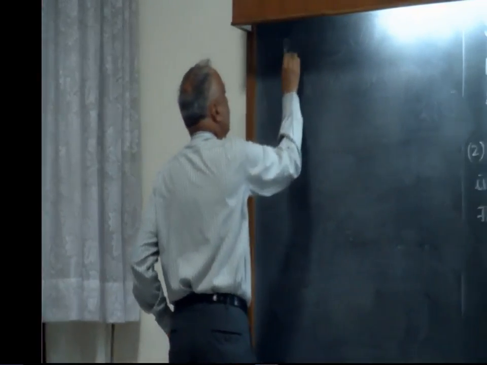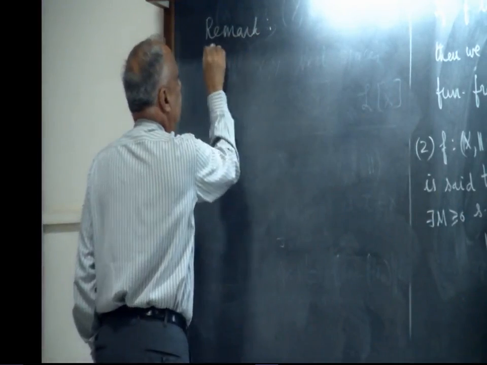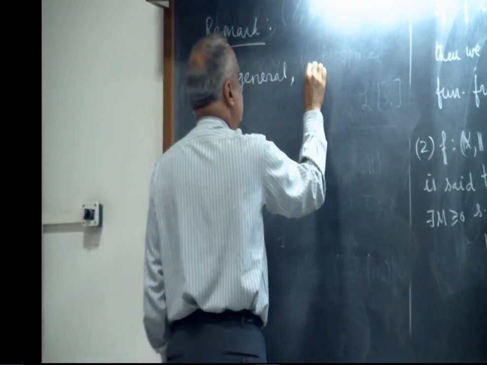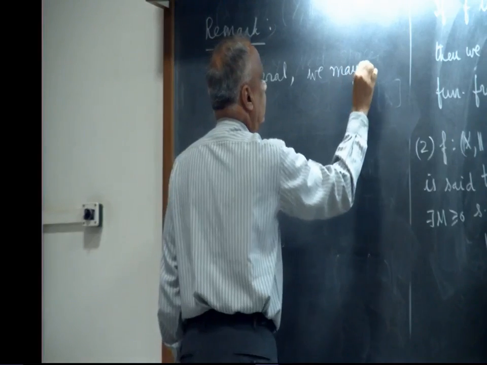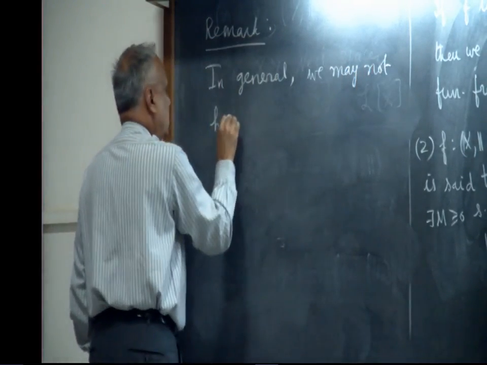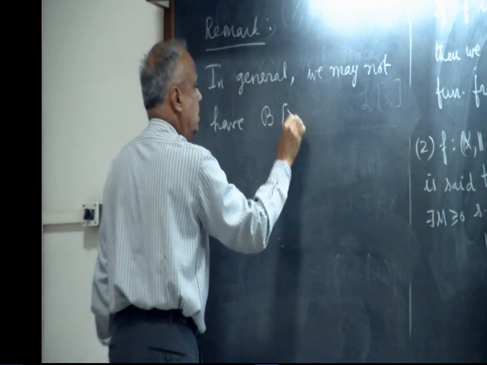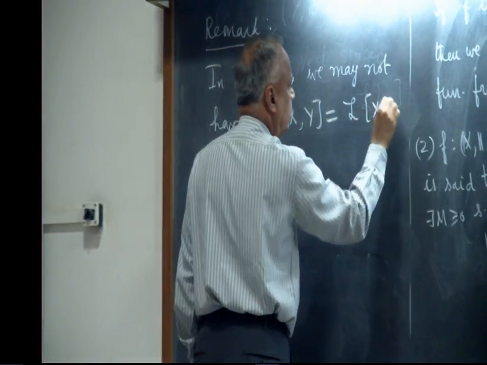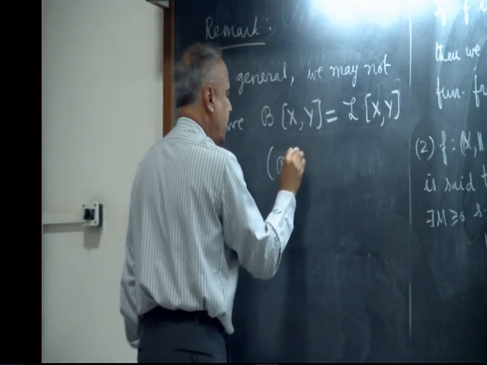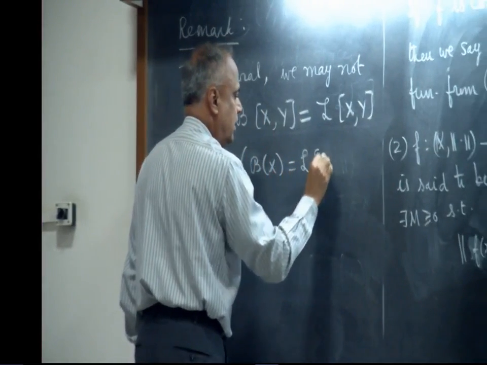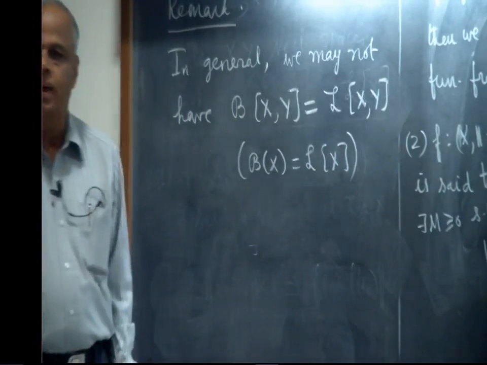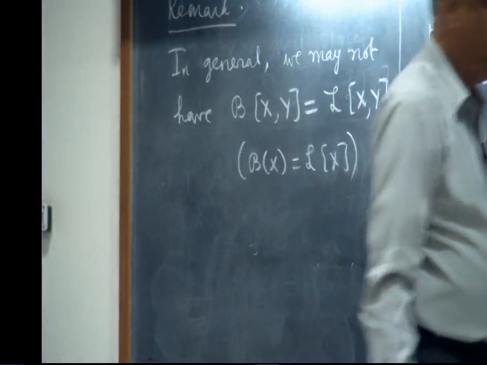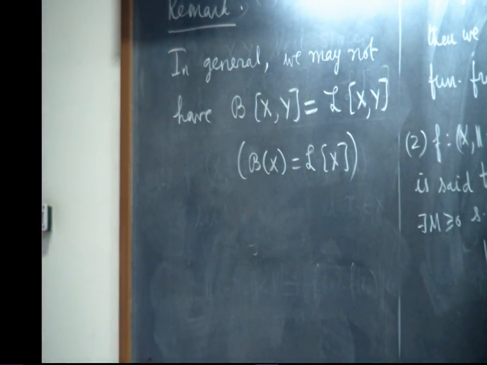In general, we may not have B(X,Y) equal to L(X,Y), or in the special case B(X) equal to L(X). If we show this fails, that means the special case automatically fails, taking Y equal to X. So, in general this may not be true. Let me give you a very simple example.